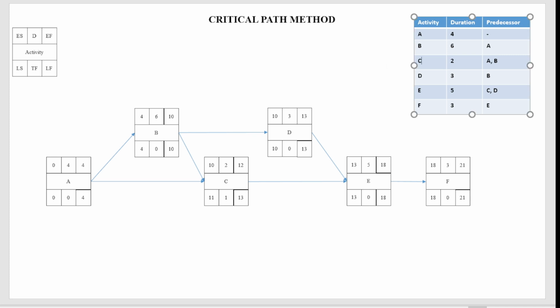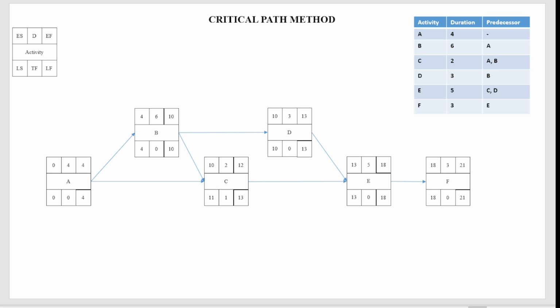Activity C has predecessors A and B, so activity C can start only if activity A and activity B are completed. Both activities shall be completed to start activity C. Similarly, activity D has a predecessor of activity B, so D can only start once activity B is completed. Activity E has predecessors C and D, so both C and D have to be completed to start activity E. And activity F can only be started once activity E is completed. Based on this relationship, we will draw the critical path.